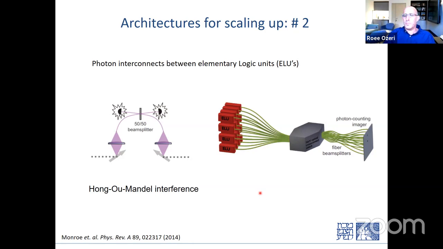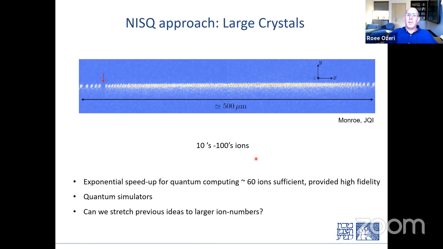But none of these approaches so far, I have to say, has been able to interconnect more than two, at most small-scale, quantum computers. So while these ideas are promising, right now, building large-scale quantum computers with these approaches would take a long time. And that's why, similarly to other quantum computing approaches, the trapped ion quantum computer community is trying to take a NISQ approach, a noisy intermediate-scale quantum computing approach.